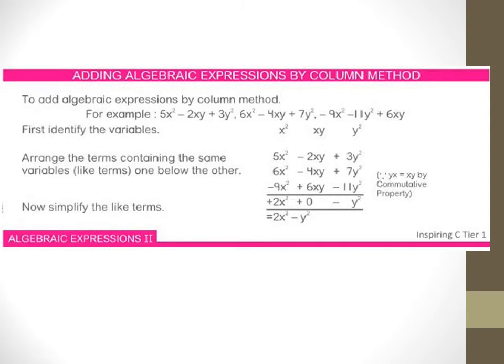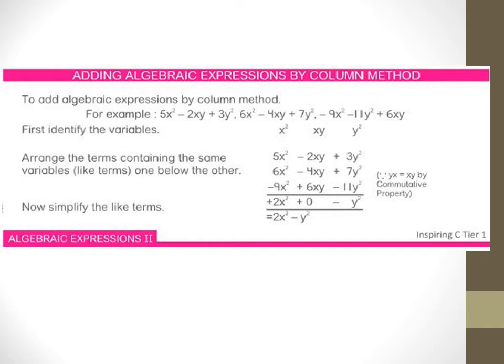Now adding algebraic expressions by the column method. So in the column method, directly look at the example. We are adding 5x square minus 2xy plus 3y square with 6x square minus 4xy plus 7y square. Then we are adding it again with minus 9x square plus 6xy minus 11y square.